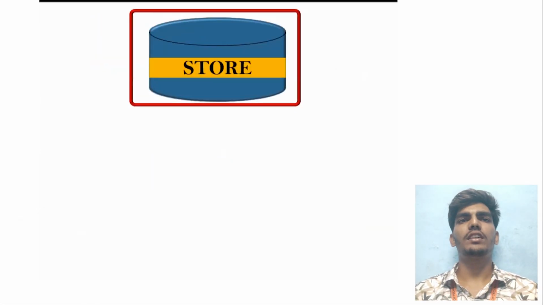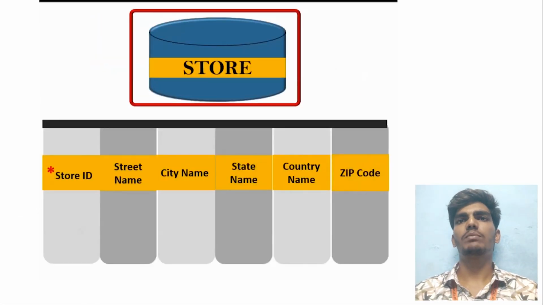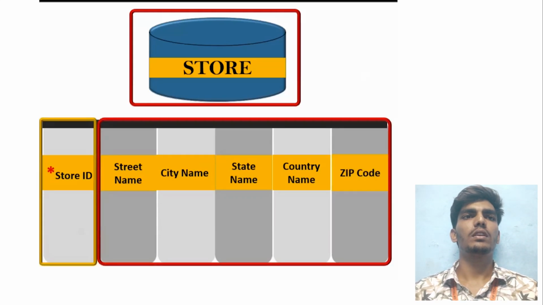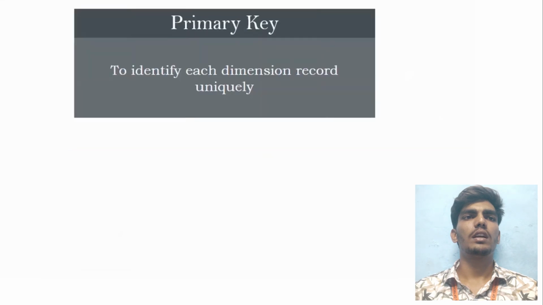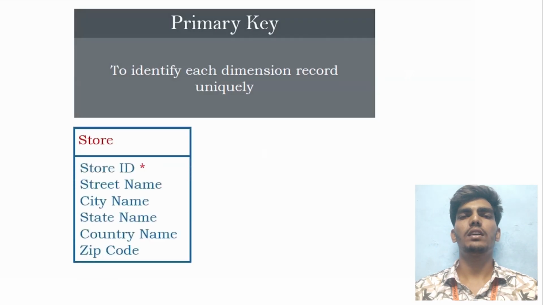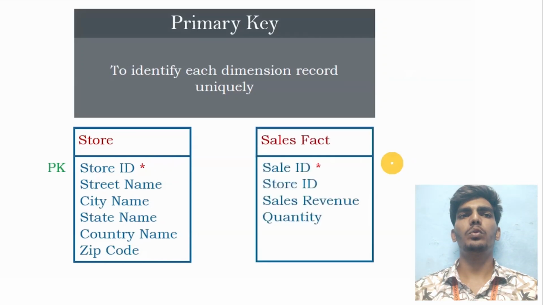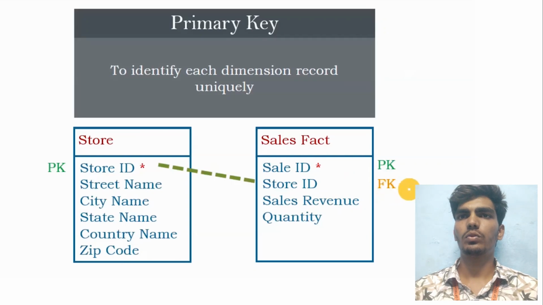What is the way to structure the table? In terms of the layout, each dimension has two parts. The first one is a set of attributes, and the second one is the primary key column. Let's focus on the primary key column. A primary key is a column used to identify each record uniquely. It differentiates each row from the others to avoid duplicate records. In our example, we have to store the primary key column. We join the two dimension tables to the fact table using this foreign key.